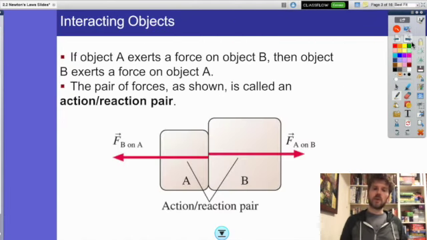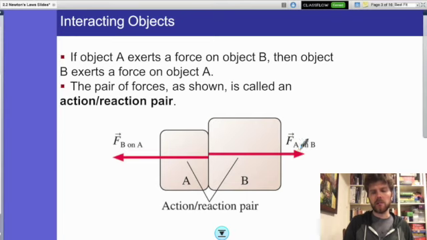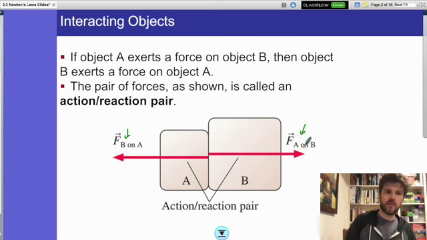Last but not least, we're going to have Newton's third law, which talks about interacting objects. Anytime I have two objects interacting with each other, they might apply a force to each other. And in that case, I will always get a pair of forces. So if I have box A and box B, box A applies a force, F A on B, to B, and vice versa, F B on A. And we call these two vectors an action-reaction pair.